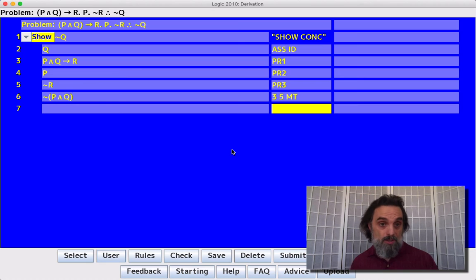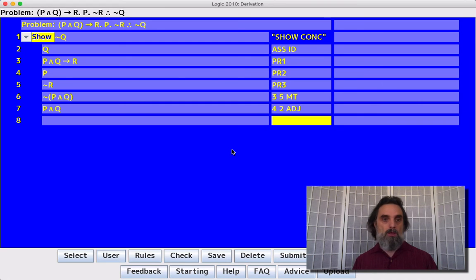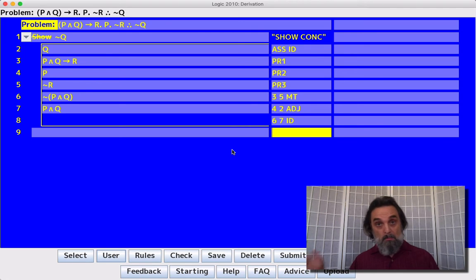Now we have negation of P and Q. What are we going to do with that? Well, I don't know what I could do with that. But actually, we could get a contradiction with P. If we had P and Q, we would have a contradiction. And in fact, we can build P and Q. We can say 4, 2, adjoin. We build P and Q by putting together the P from line 4 with the Q from line 2, and we have a contradiction. So that's pretty good.